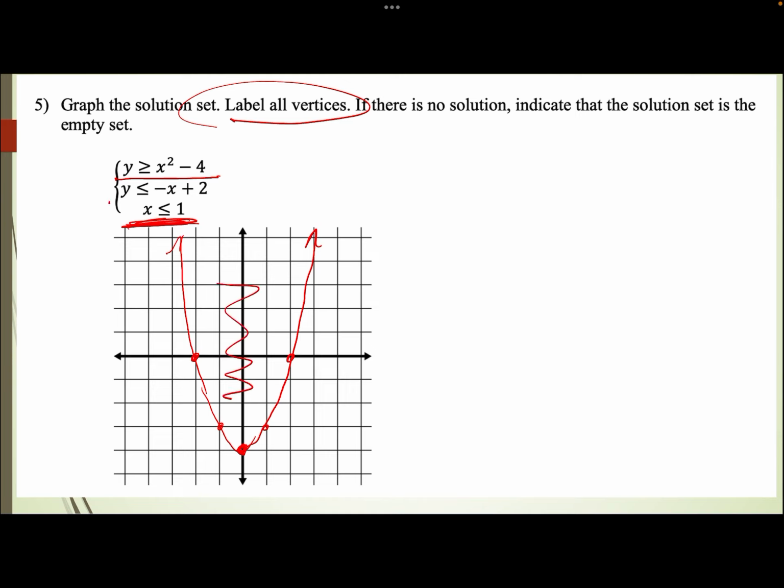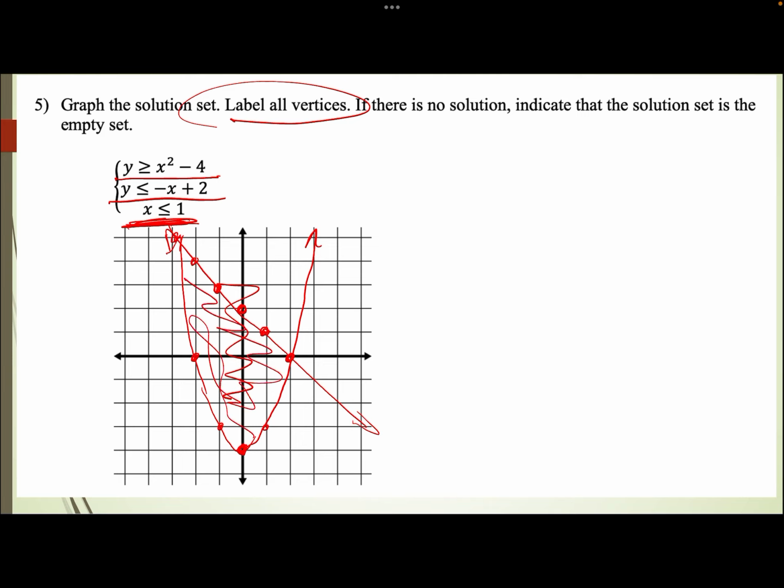Okay, this is a line. You start at 2 and do a slope of -1. So make sure it goes downhill. It goes like this. And this one is also equal to, so I make it solid. This one's less than, so now I'm in this piece right here.